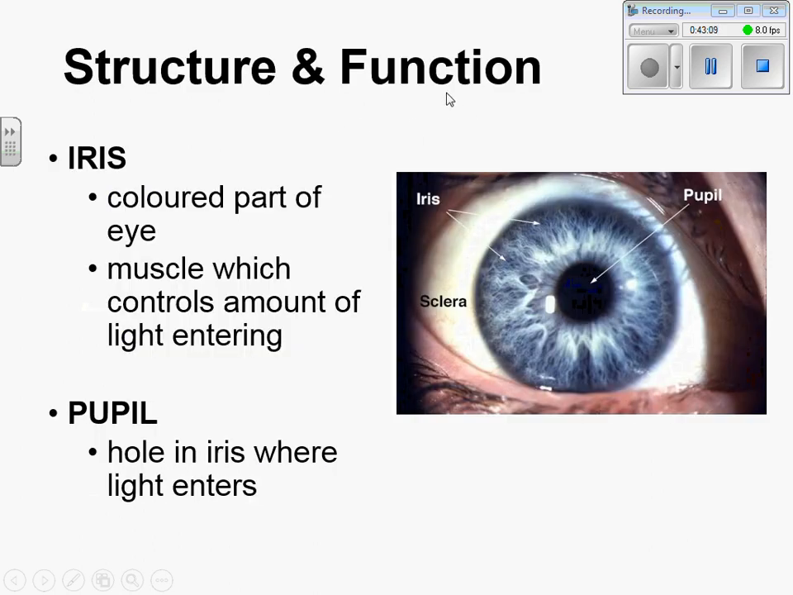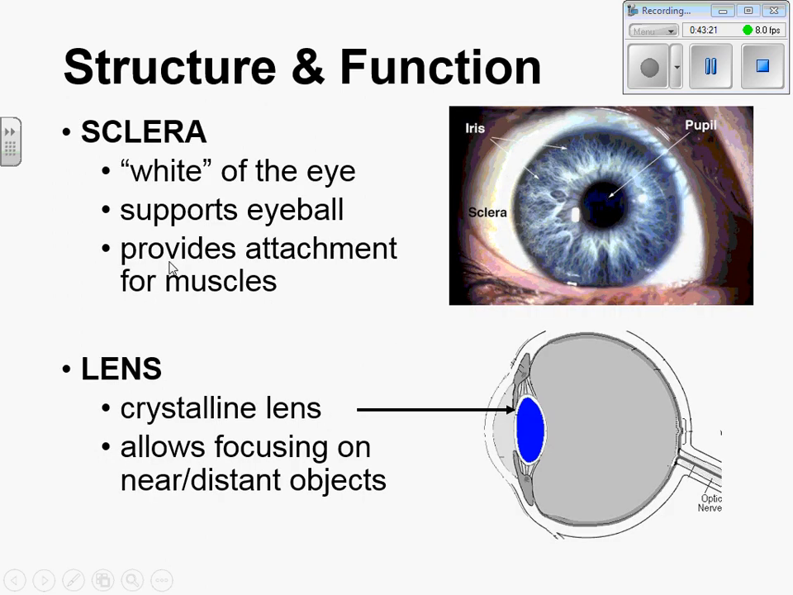So we start off with the iris, which is the coloured bit, and it's this muscle, a sphincter to be precise, that controls the amount of light entering the pupil, which is the hole. We've then got the sclera, which is the white bit that you can see around the outside of the iris, supports the eyeball and allows the muscles to be attached.